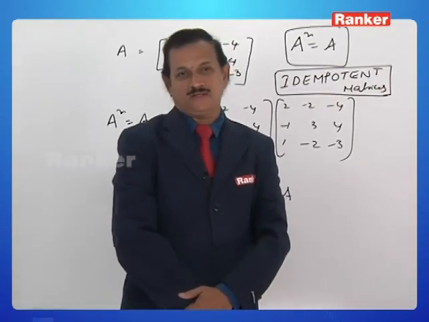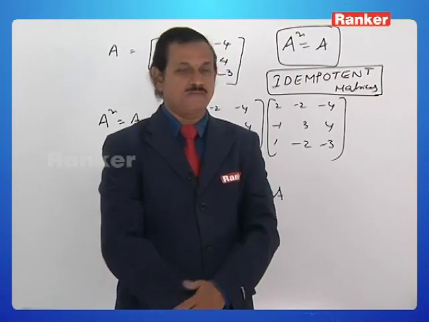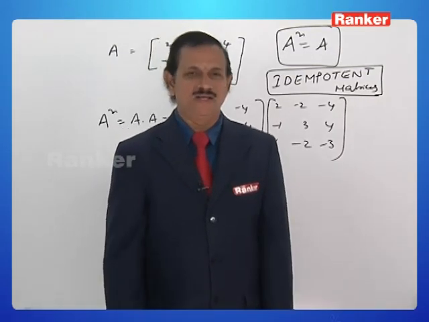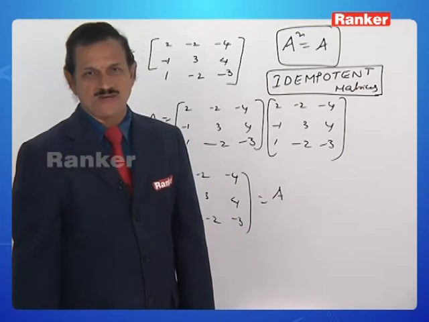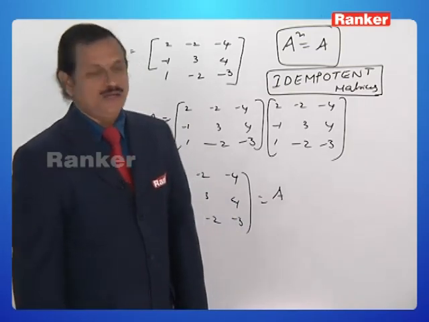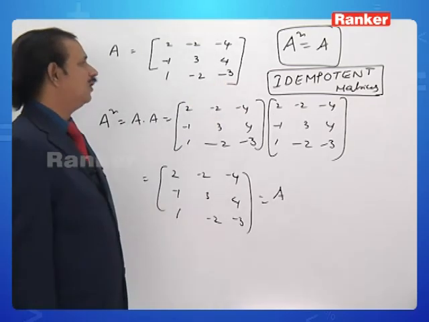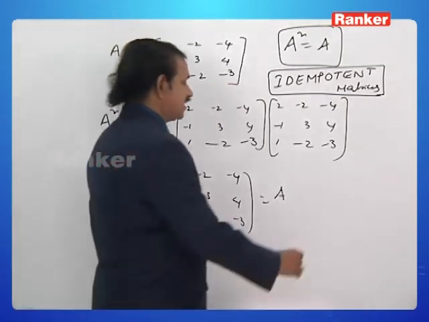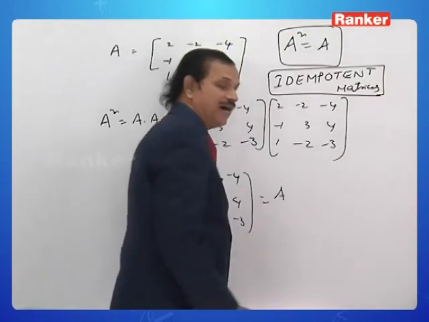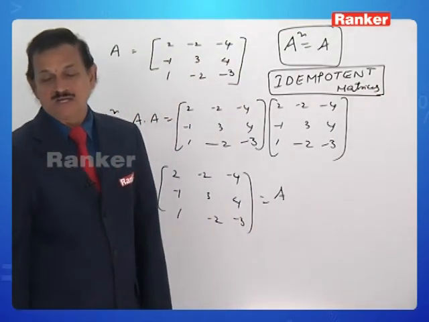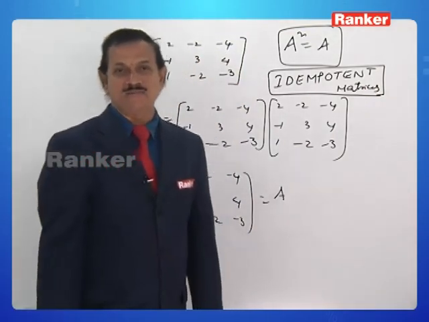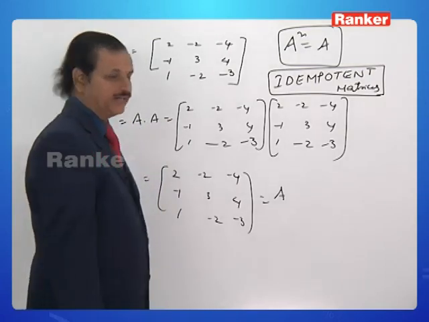You may ask me, why is it necessary to give the example at the beginning? So that you can believe that there are such matrices. Yes, we can have such matrices: A square is equal to A. And such matrices are of course called idempotent matrices. What is the special name? Idempotent matrices. What is the character of an idempotent matrix? A square is equal to A.